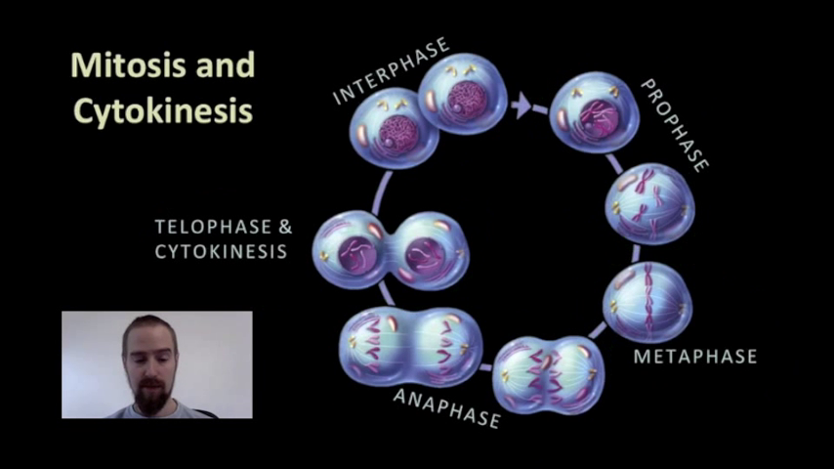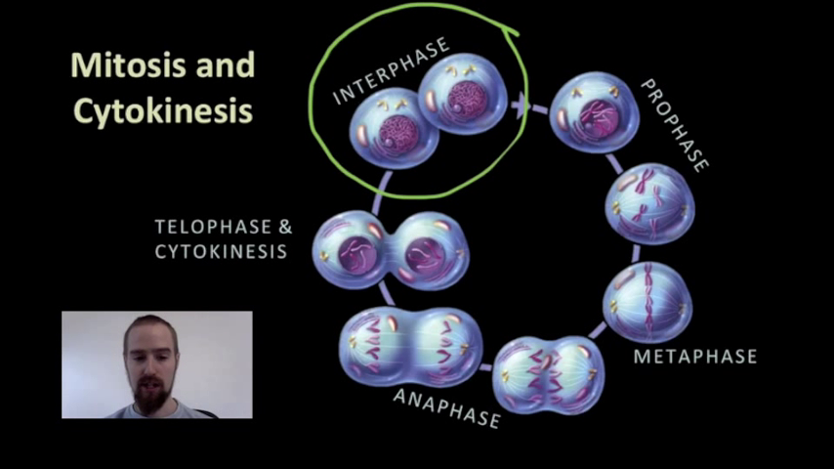After cytokinesis, the two new cells, called daughter cells, either enter a period of rest called G0 or re-enter the cell cycle by transitioning to the growth or G1 phase of interphase.